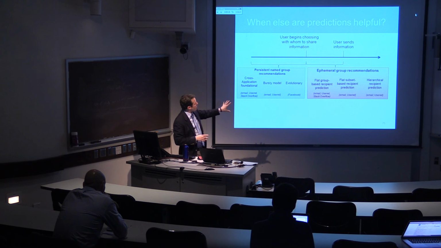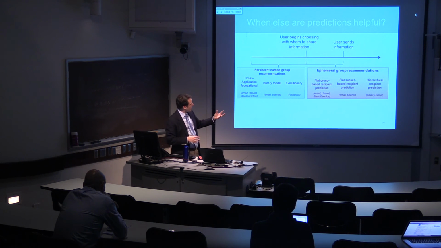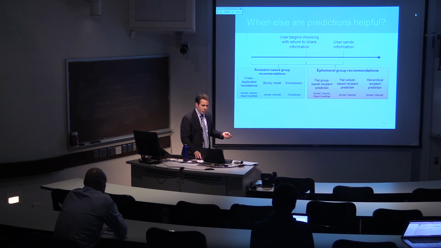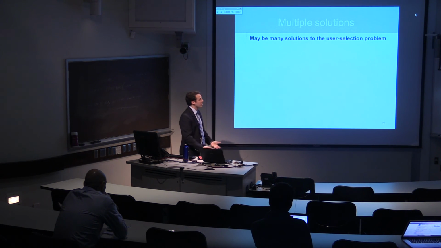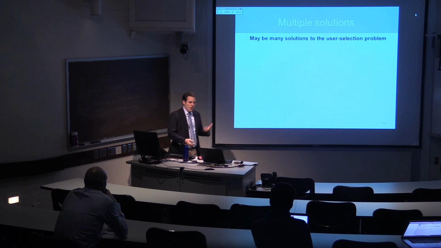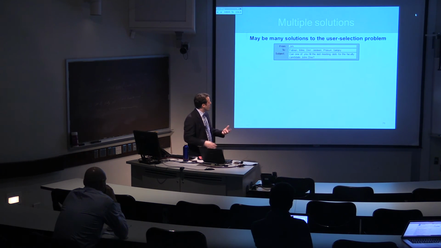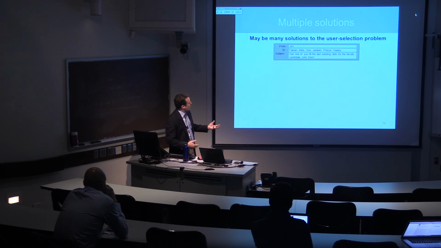And to do that, we consider the fact that we are looking at multiple groups that users may have to deal with. So users may have to deal with alternative group selection, or in other words, multiple solutions to a user selection problem. And ultimately, users decide on one group of users with whom to send some information.